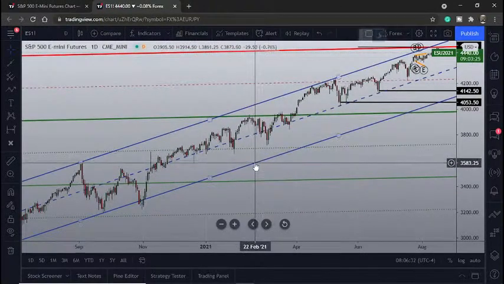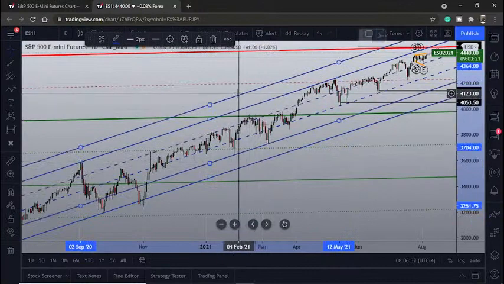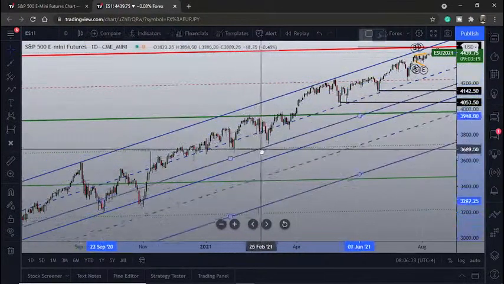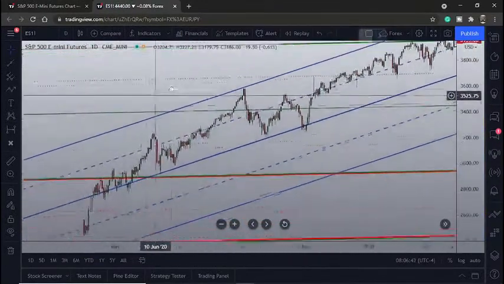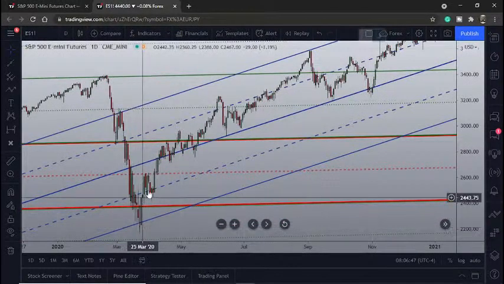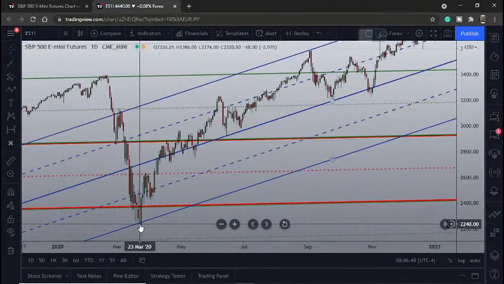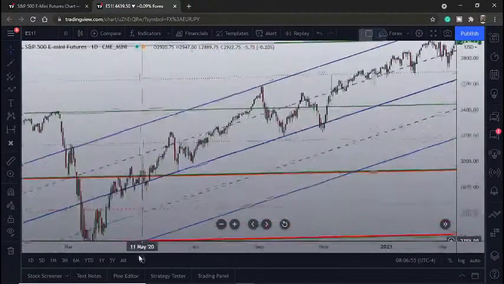Another interesting thing is if we were to Control C, Control V, i.e. copy and paste this and move that channel below this upper channel, then it gives us this low from where this bullish phase happened. Pretty much very near to the low that happened on the 23rd of March 2020.